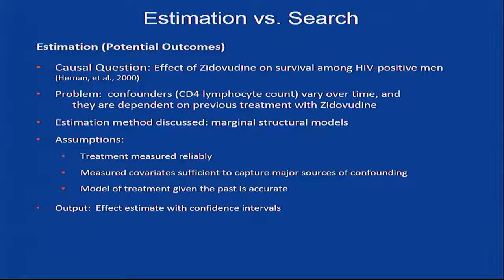And there was an estimation method presented, marginal structural models, and there were several assumptions. The treatment was measured fairly reliably. The measured covariates, even though they varied over time, were actually capturing the major sources of confounding, and the model of the treatment, given the past, is reasonably accurate given what the doctors really do. And the output that you got was an estimate of the causal effect with confidence intervals.